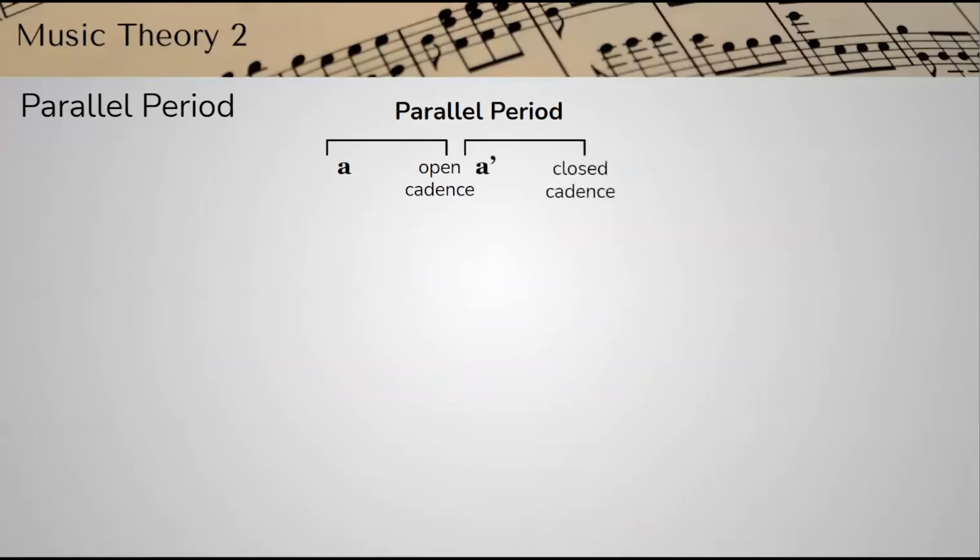Okay, so we have different kinds of periods. One is called a parallel period, where you have a statement of a phrase that ends with an open cadence, like all periods. But then the second phrase in the period is some kind of variation of A. So maybe it starts the same way as A, but ends differently. Or maybe it has the same melodic shape as A, but has some kind of different ending. And the different ending will be a closed cadence. So a parallel period is just a period where you have an open phrase to start, and then a closed phrase at the end, and those two phrases have some kind of relationship to each other.